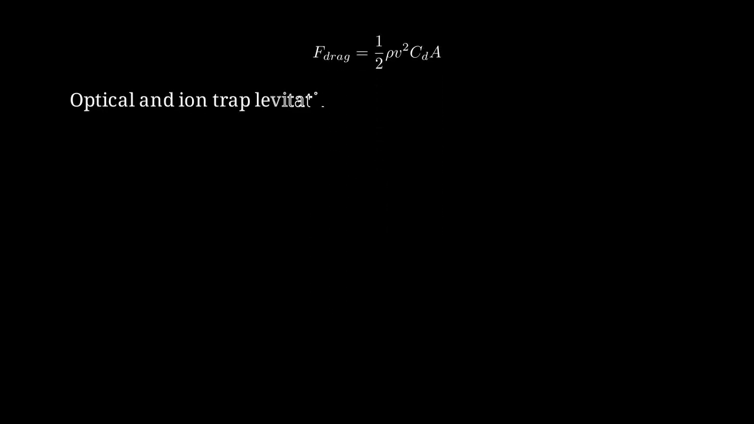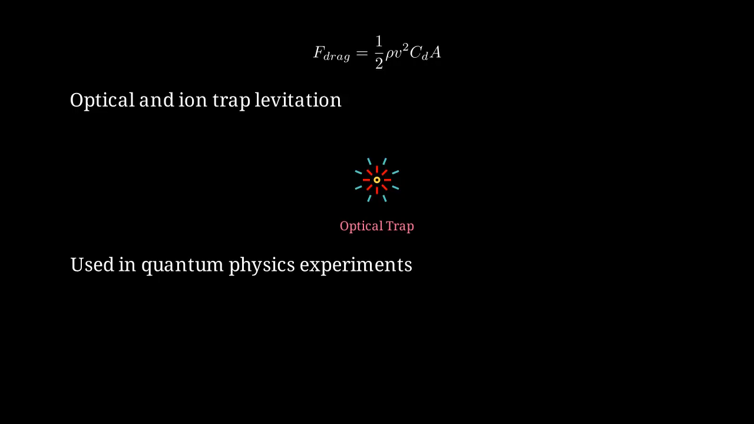For microscopic objects, optical traps and ion traps provide incredibly precise levitation. Focused laser beams create optical traps that can hold particles ranging from atoms to living cells with nanometer precision. These traps are essential tools in quantum physics for creating ultra-cold atoms and studying quantum phenomena. The development of optical tweezers was recognized with the Nobel Prize in Physics in 2018.